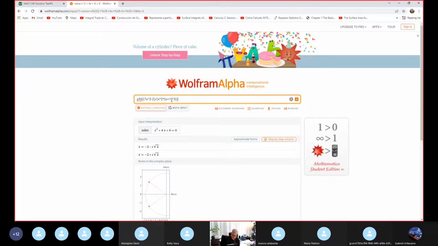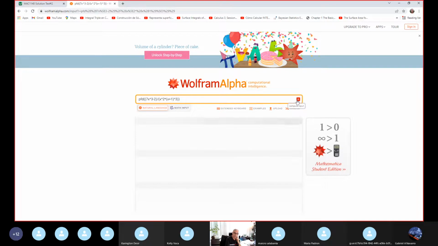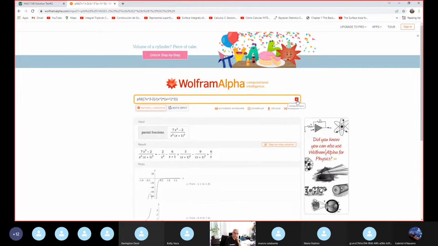Do you understand the syntax in Wolfram Alpha? Wolfram Alpha is picky. So if you type it wrong, it doesn't understand or understands another problem. Now ready, you click here in the bottom, the red button, compute input. Thinking, and this is the answer. Look, the answer that we get was B. Remember, B is negative 2. B is the coefficient associated with the x squared.